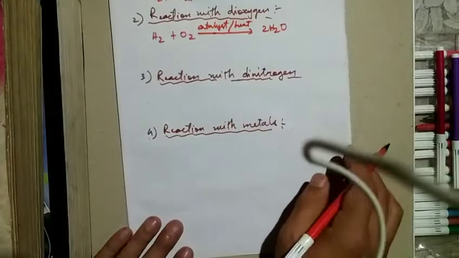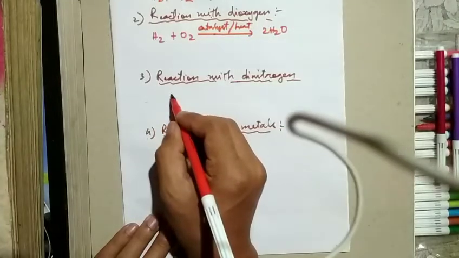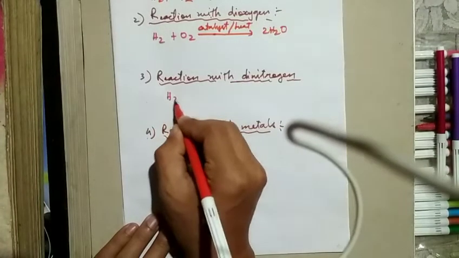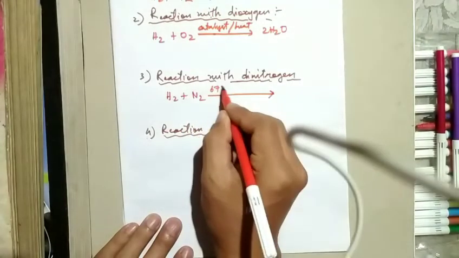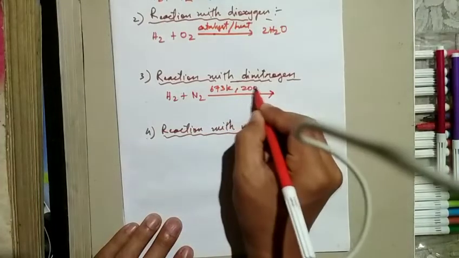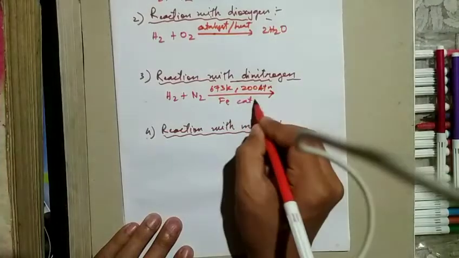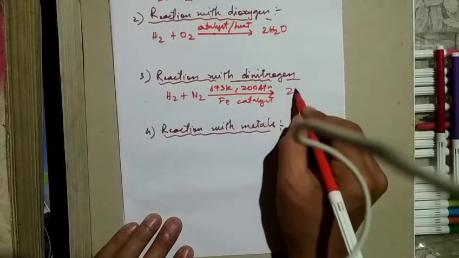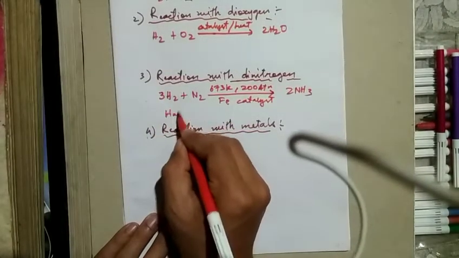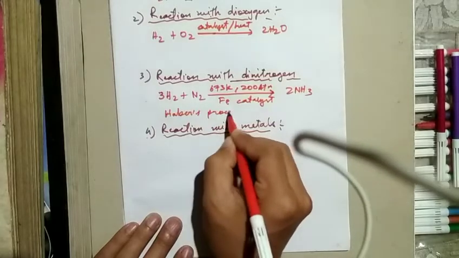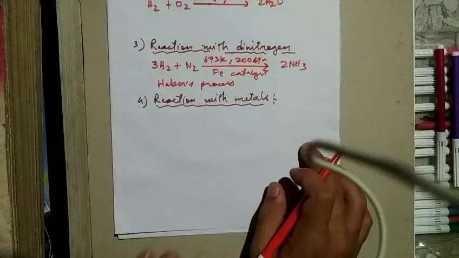Now reaction with dinitrogen. Dihydrogen reacts with dinitrogen to give ammonia, in the presence of molybdenum catalyst: N2 plus 3H2 gives 2NH3. This is also known as Haber's process. This process is used to manufacture ammonia on a large scale.